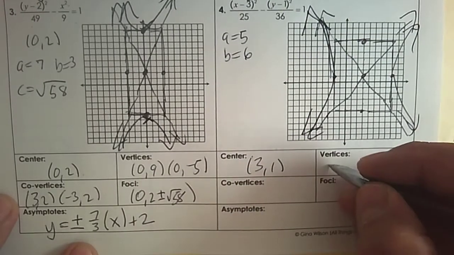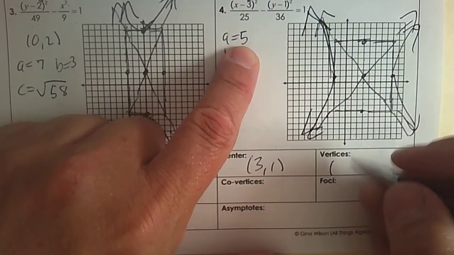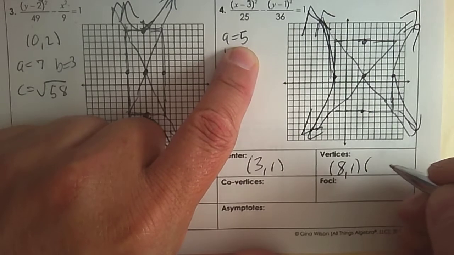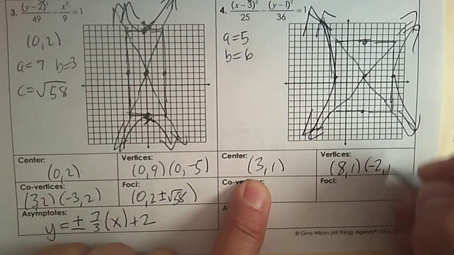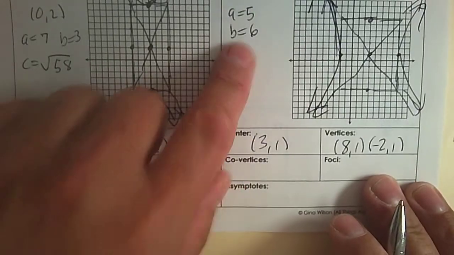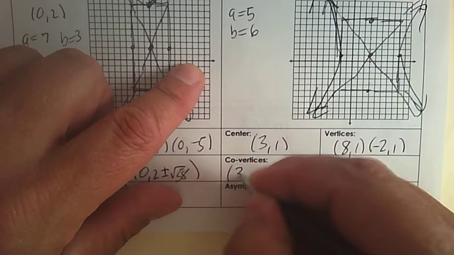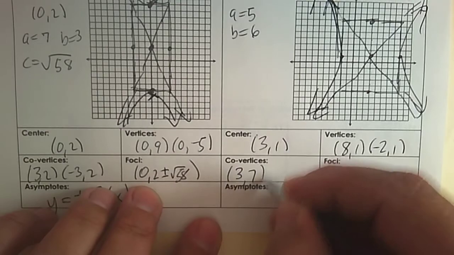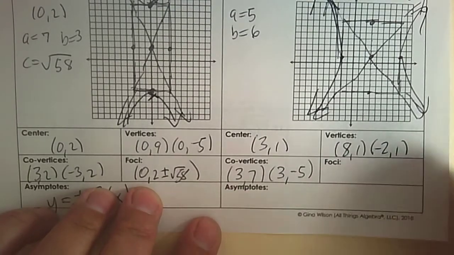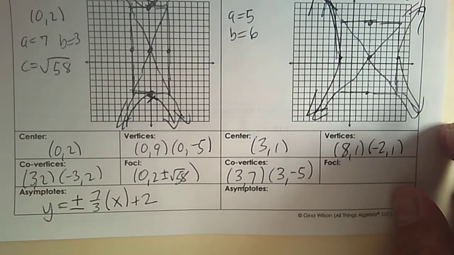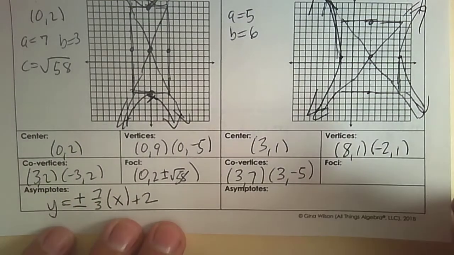To the x-coordinate, I'm going to add 5. That's 8. To the x-coordinate, subtract 5. 3 take away 5, negative 2. The minor one is 6. So to the y-coordinate, add 6. 1 plus 6. Subtract 6. That's negative 5. The foci affects the x.